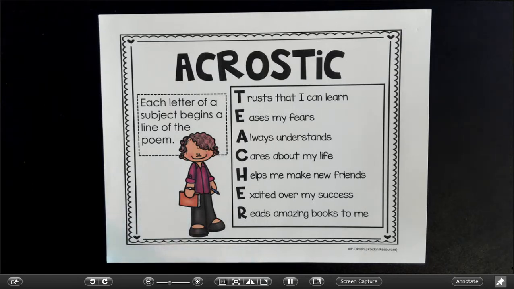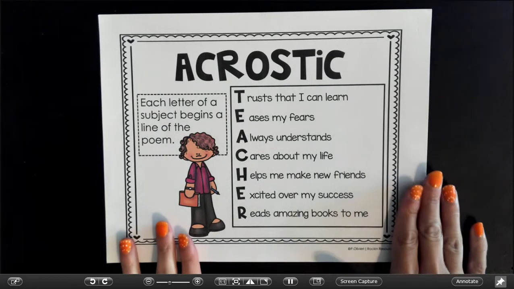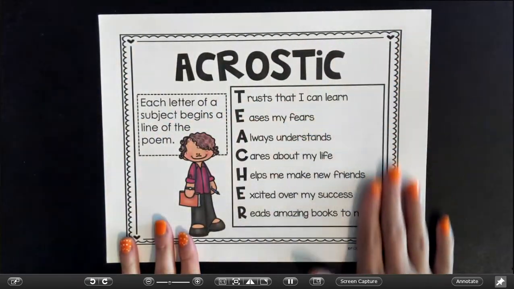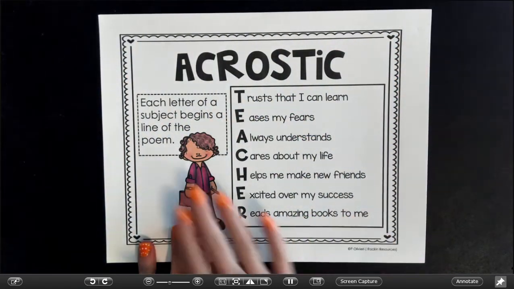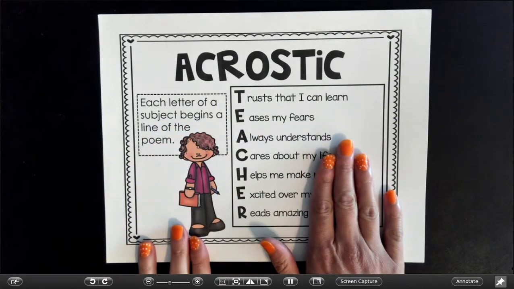So let's go ahead and get started. So here is the poem, and it is an acrostic poem. Now, you're going to see this on your Google Slides. So this gives you information, and it gives you an example.